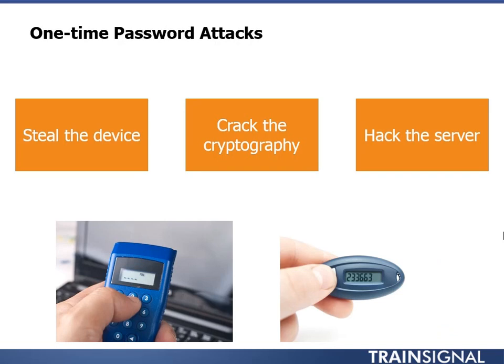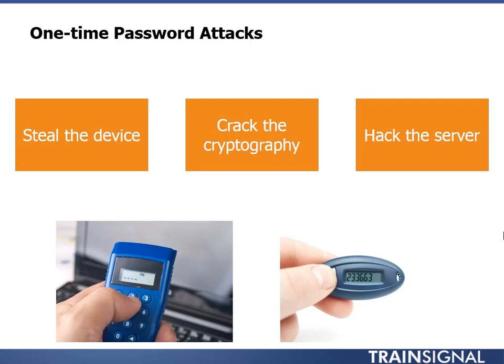The device on the right is the more common type. This is synchronous. It's synced up with a server, and it's just going to show a different set of numbers every minute. These devices are a lot cheaper. They're smaller. The buttons don't break. They're pretty indestructible. You can just stick them on your keychain. I've used these for years at different organizations.